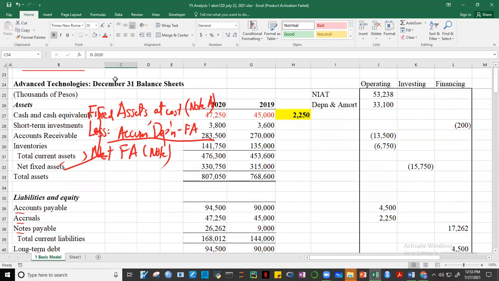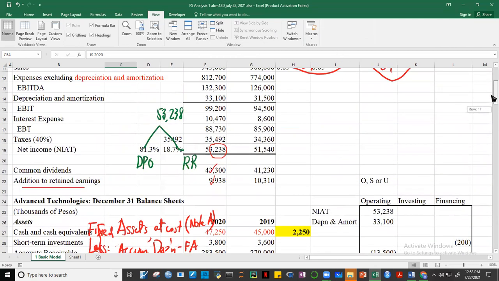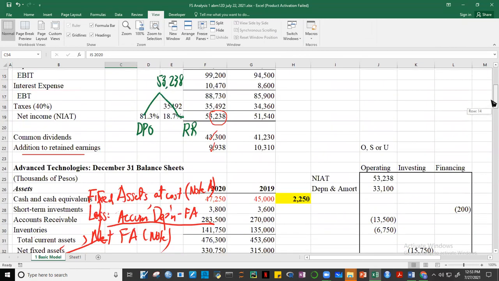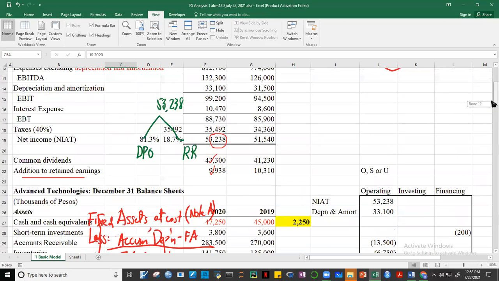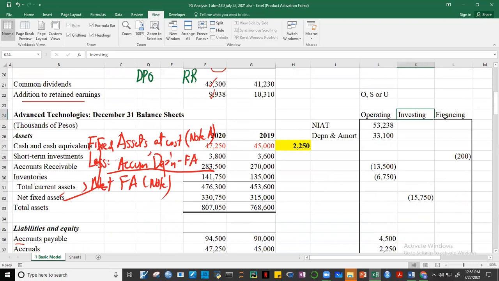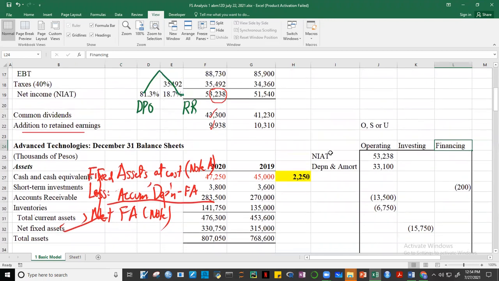So we started working on this last time. Let me just remove the freeze pane. We said that it's best, especially if we're just starting to learn the statement of cash flows, to have a working paper. So this is our working paper for the statement of cash flows. You have operating, investing, financing as your main columns.